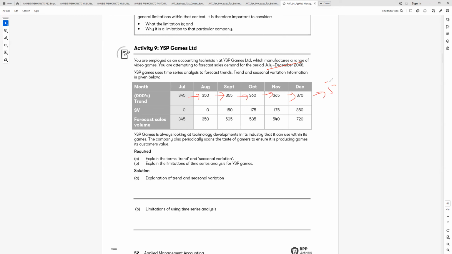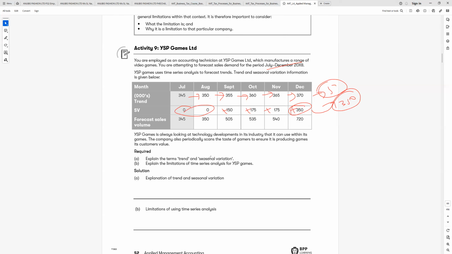So increasing by 5 every month. And the seasonal variation in September is plus 150, 175, 170, 350. So you can see in December, the games are increasing more, 350 seasonal variation plus. That means during Christmas time, people buy games a lot and they play a lot because maybe it's a holiday time. And June, July, August is very low.